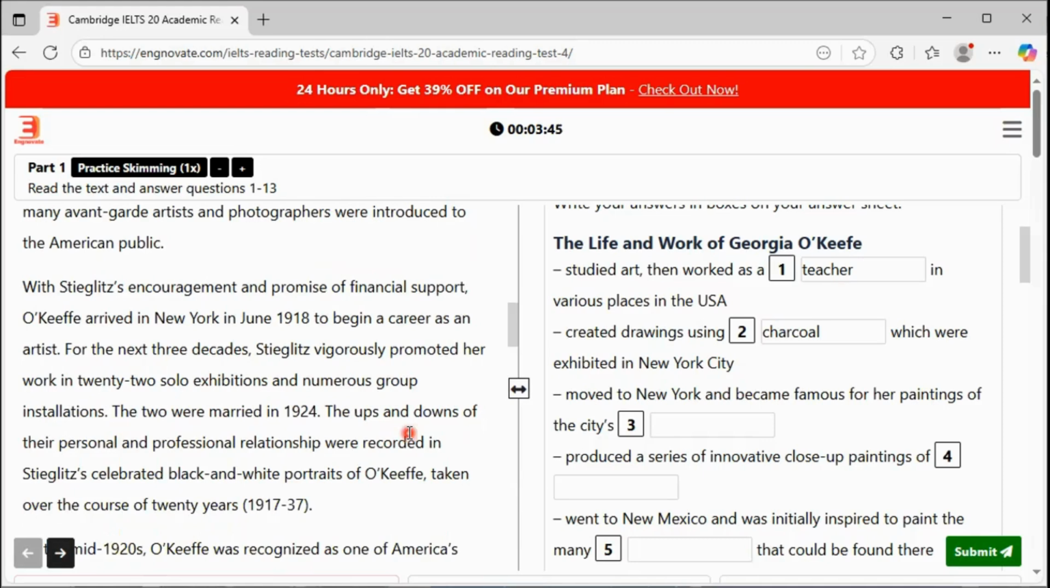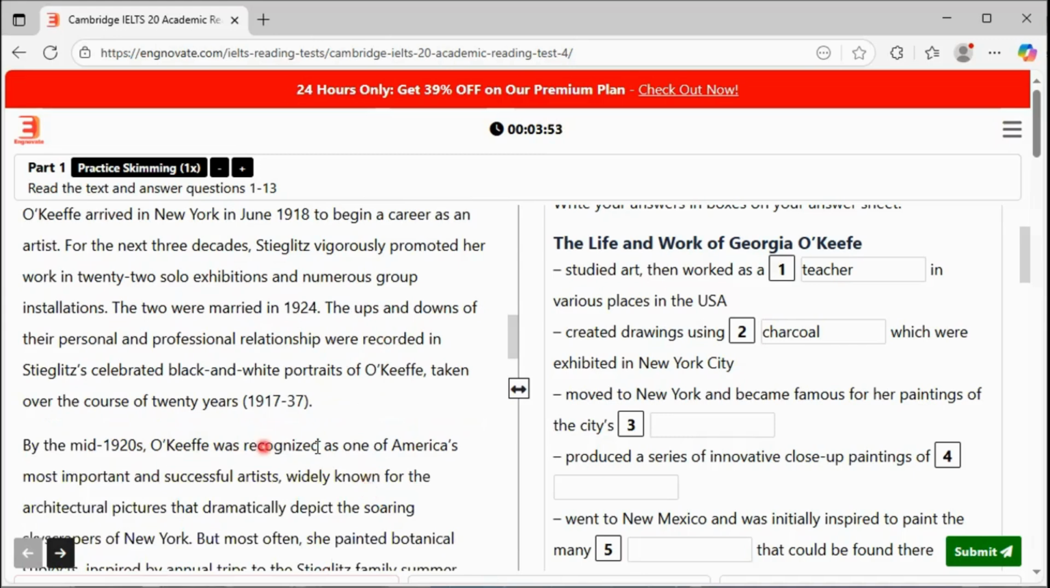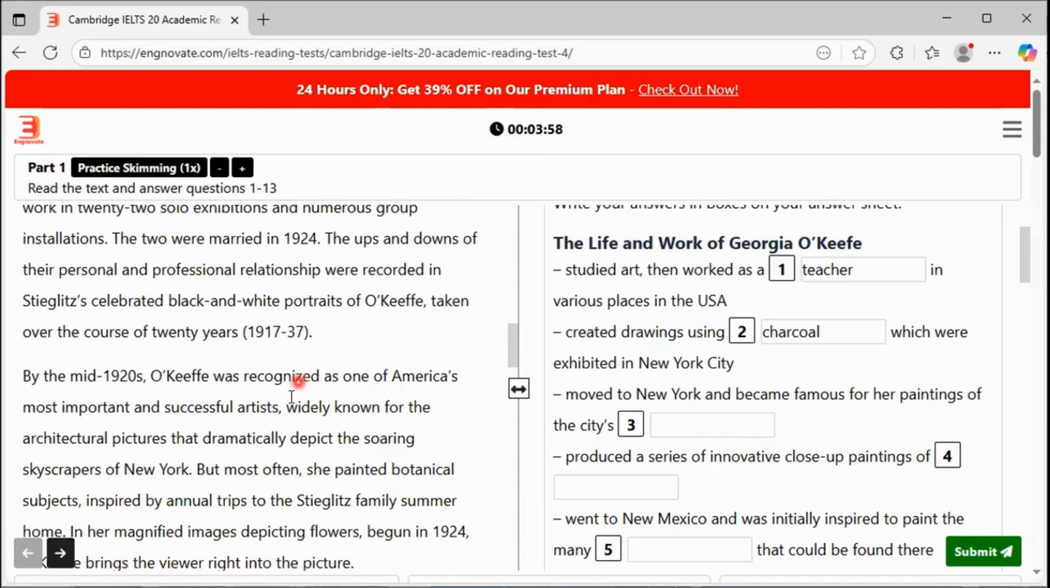Famous. Ups and downs. Okay. By the mid-20s, O'Keeffe was recognized. Okay. Recognized is a paraphrase for famous. Widely known, another paraphrase for famous, for the architectural pictures that dramatically depict the soaring skyscrapers, the city's skyscrapers. The city's sky, S-K-Y-S-C-R-A-P-E-R-S, skyscrapers. Can you see? Number 3 is going to be skyscrapers.